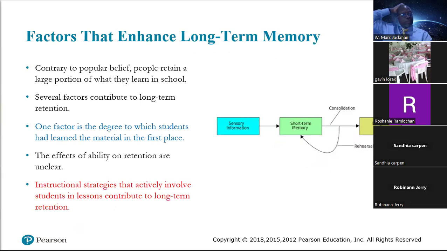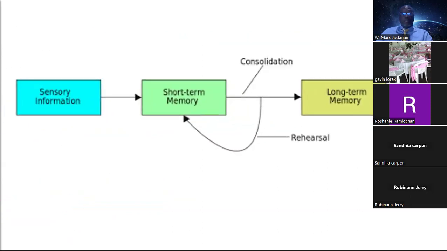Factors that enhance long-term memory. People do retain a large portion of what they learn in school, but several factors will contribute to long-term memory. One factor is the degree to which students had learned the material in the first place. So based on the diagram here, you take the information in, then it goes to short-term memory, and then it's consolidated or encoded. How do you consolidate that information? If you write it over in your own words, if you encode it, if you use some diagrams, if you use a mnemonic device, if you're doing some kind of meaningful learning strategy, then the information will be well stored in long-term memory, and it will be easy to retrieve the information when the time is right.